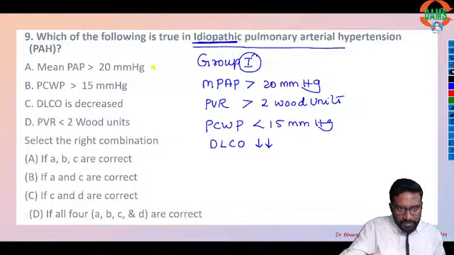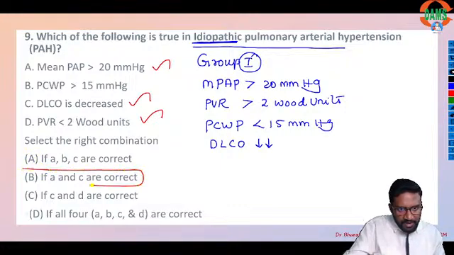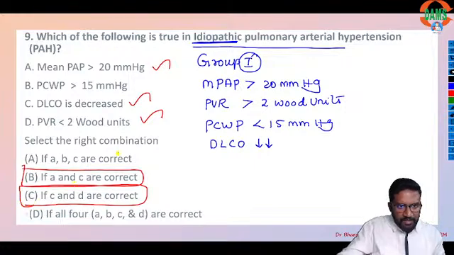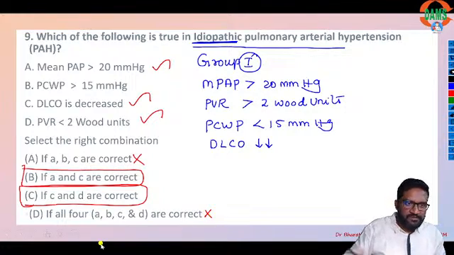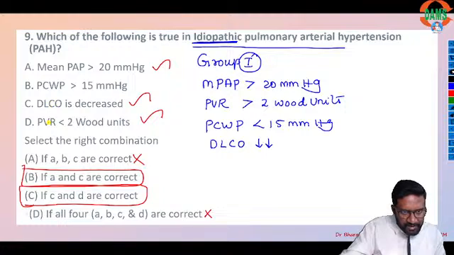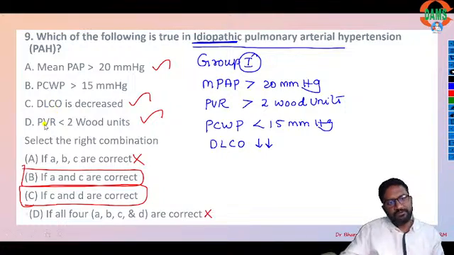Now you should only select the correct option. So MPAP more is right, this is right, this is right. Something containing A, C, D. So this can be right. A and C are correct. And also if C and D are also correct, I think this was a recall actually. A, B, C correct is wrong. All correct is wrong actually. So A and C is correct, and also C and D, DLCO is decreased, PVR is also increased.